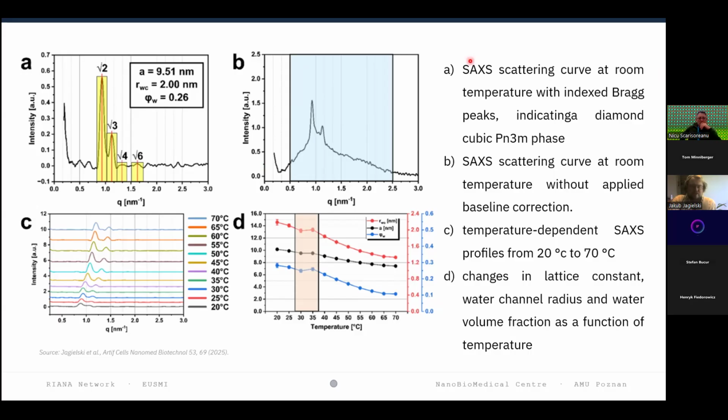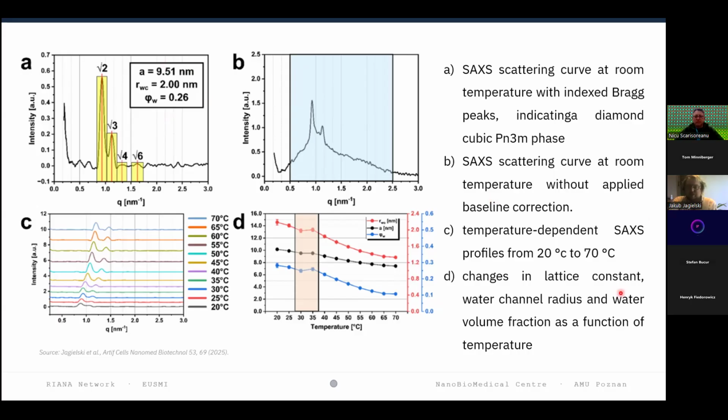Now looking at our data here, you can see this is the most recent paper. Panel A shows the baseline corrected scattering curve at room temperature, with the Bragg peaks indexed as square root of 2, square root of 3, 4, and 7, which corresponds to the double diamond bicontinuous cubic phase. From the SAXS data, we can also calculate more characteristics, such as the water channel radius, which is calculated to be 2 nanometers, and the water volume fraction, so the amount of water included in our lipid liquid crystalline nanoparticles.